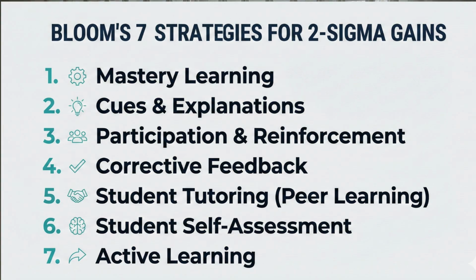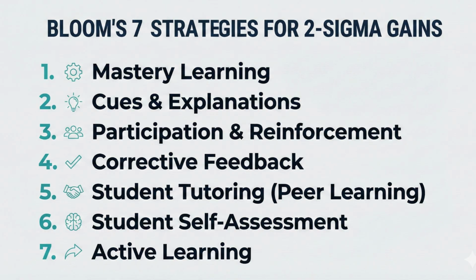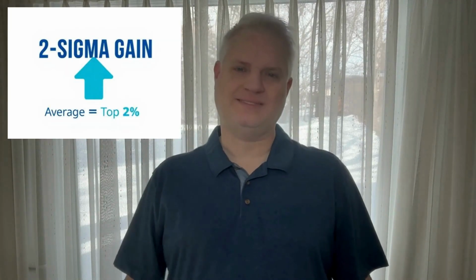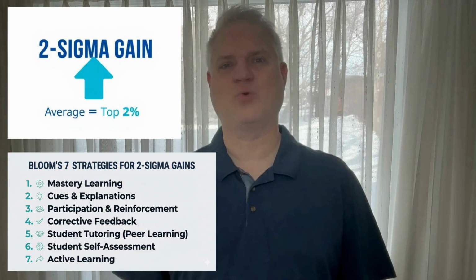In this video series, I'm going to break down Bloom's 7 strategies one at a time. I'll show you exactly what research says works. Then I'll show you how I implemented each one in my actual classroom. You'll see the strategies are mastery learning, cues and explanations, participation and reinforcement, corrective feedback, student tutoring, student self-assessment, and active learning. Here's the key insight. It's not any one strategy that creates the 2 sigma gain. It's the combination of all 7 working together.